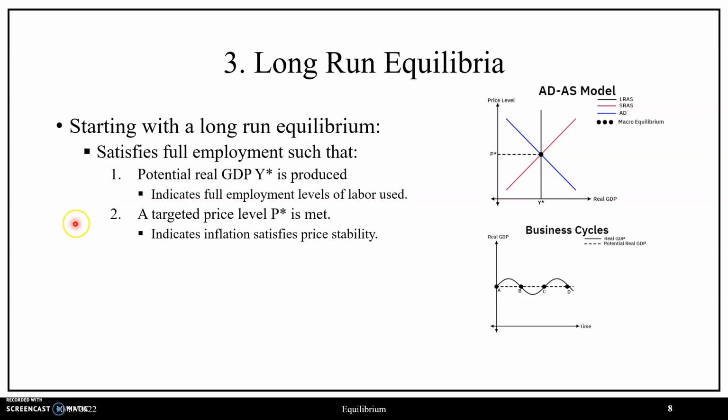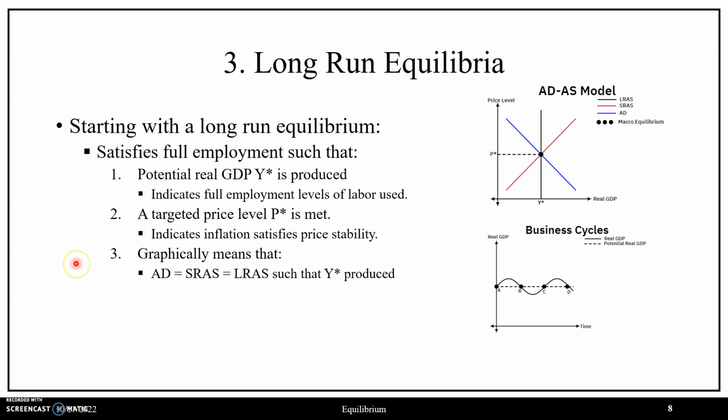Now, with respect to ensuring that price stability has been met, an economy will be targeting some targeted price level, P star, such that at P star, the inflation rate would be less than 3%, such that price stability has been met. So this is how we'll indicate that this portion of the full employment goal has been met.